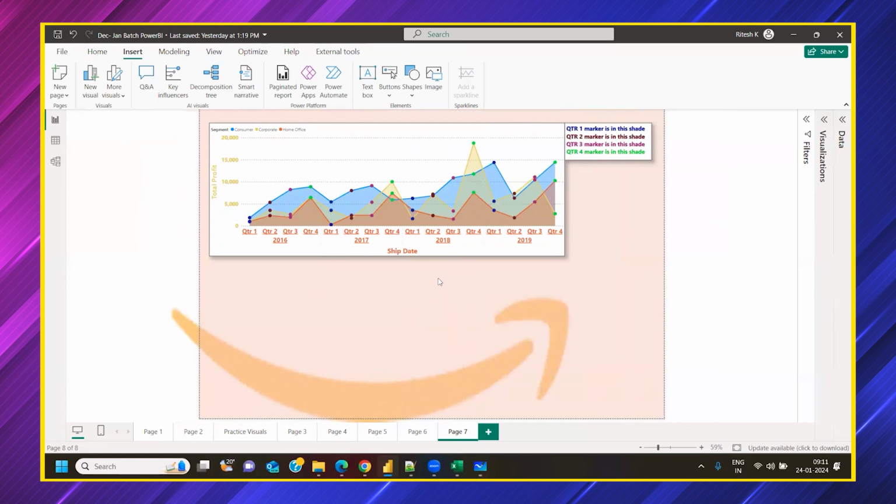See, now this visual is trying to give you all the information. What every marker is trying to convey, what area it is trying to convey. Blue is consumer, yellow is corporate, orange is home office, and what color pointer or what color marker it is trying to convey, that is also highlighted in the text box. Importance of formatting, importance of color coding.